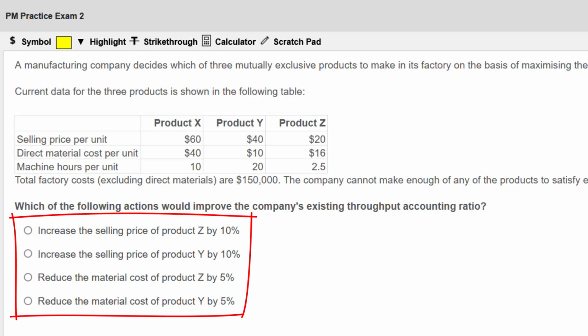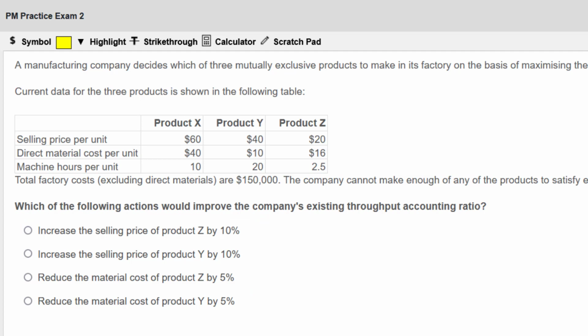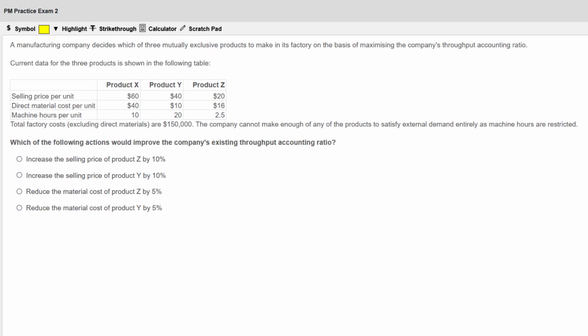Maybe we can just eliminate something from logic. And we see increasing selling price, reducing material cost, reducing material cost. So all of those options are linked to increasing the numerator. So they're all feasible or plausible. Can't eliminate anything immediately. Now, at this point, I glance at the numbers, and we need to focus on throughput contribution per hour. And we also see that the products are mutually exclusive. We can only make one of them.